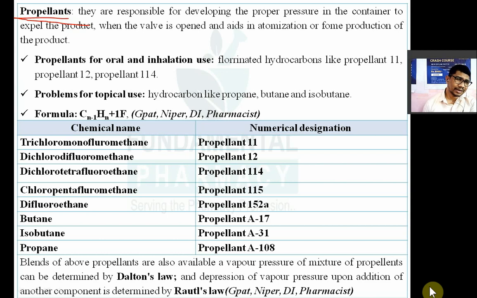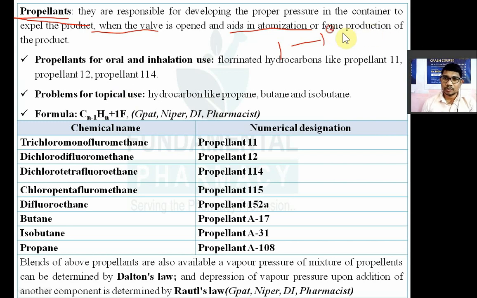expel the product. But when you open the valve, if you press the valve, so what happens? There is a relieving of pressure over there, and that's why liquid will become gas. So when valve is open, the propellants will develop a proper pressure within a container and expel the product, and aid the atomization. Atomization means what? Conversion of liquid into spray. It is atomization. They will also aid the atomization of liquid or blend. Again, they also help to produce a foam production of the product. That is the role of your propellant in the container.